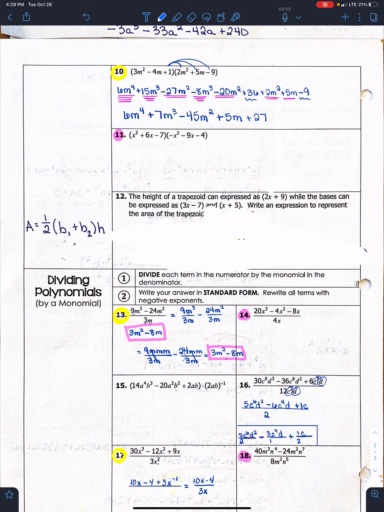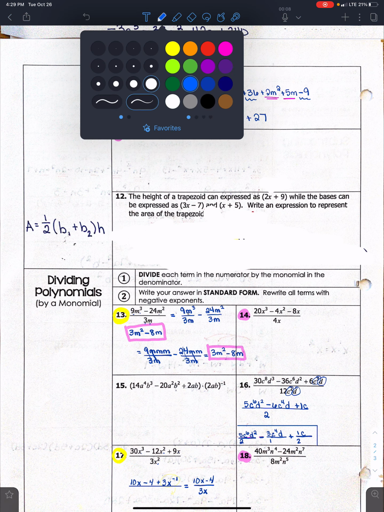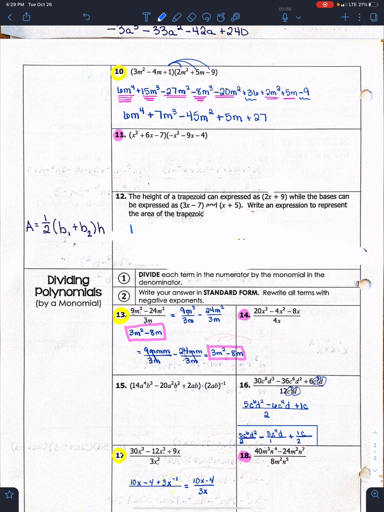On this one, I am going to look for 1/2 times, well, they're telling us the height first. So the height is being multiplied at the end. It is okay if I move that height to the beginning, so that the area is equal to 1/2 times the height times base 1 plus base 2. Same equation, I've just put the height in the beginning.